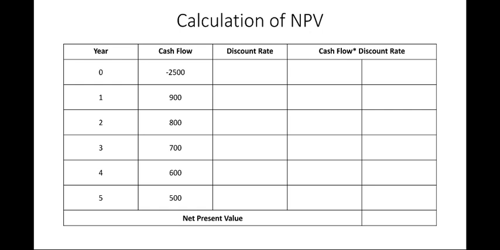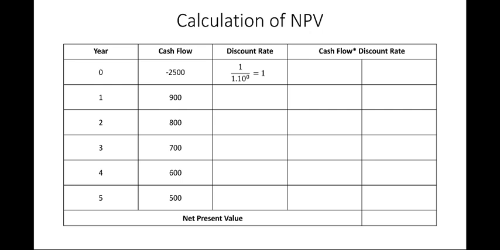as you can see in the question, it is mentioned that the capital outflow is 2500 rupees. In the first year, inflow is 900, second year 800, third year 700, fourth year 600, fifth year 500. So similarly, we have to plug in all the values in the relevant year. Now we have to discount the cash flows using an interest rate of 10%.